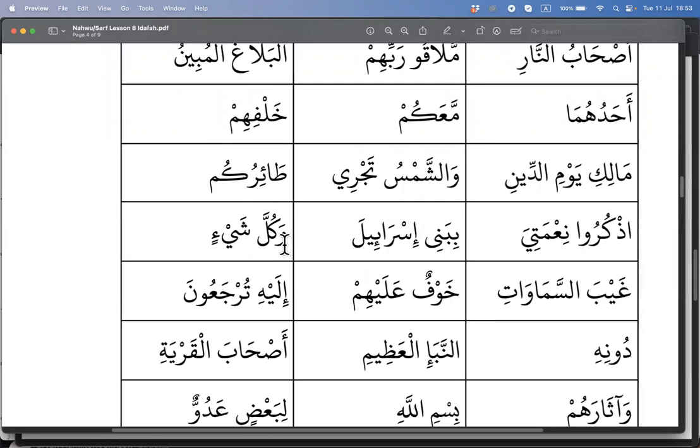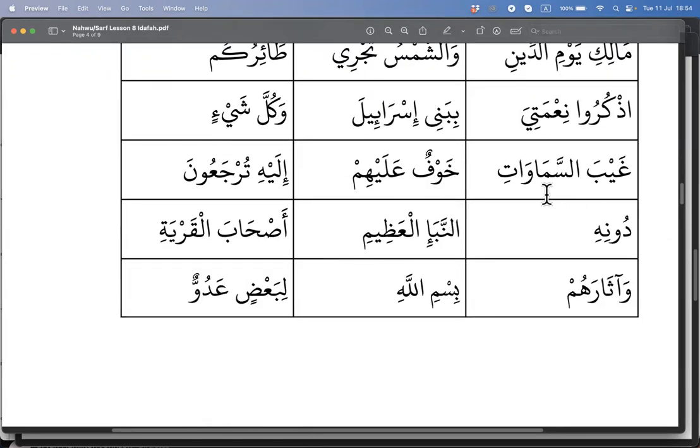Next one. Wa kulla shay'in. Kulla shay'in, yes. Good. Next one. Ghaibas samawati. Yes. Good. Khaufun alaihim. Yes. Where's the mudhaf?